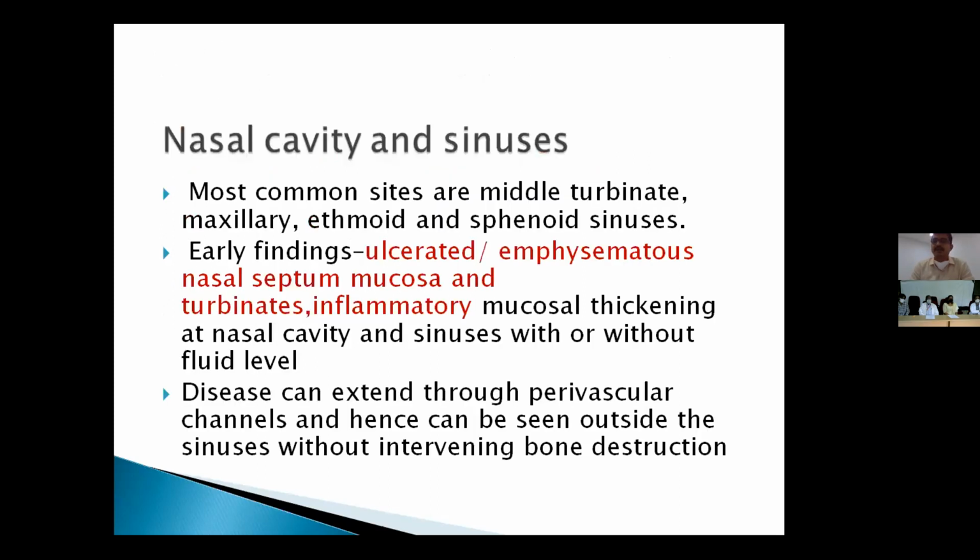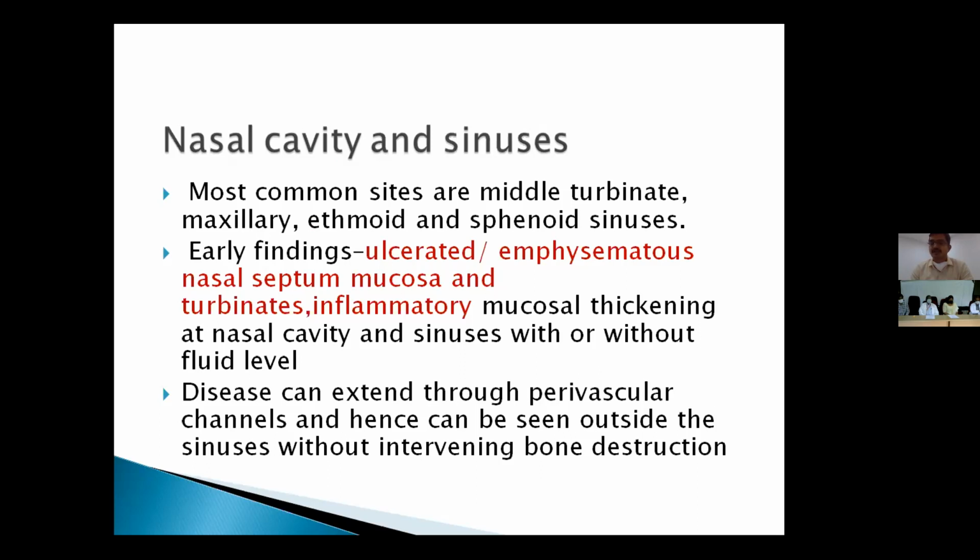Now we will classify the CT findings into 3 stages also, like in MRI. So when it is present within the sinus cavity, the most common sites are middle turbinate. They have a unilateral predilection. Middle turbinate and nasal septum are the most common sites of infection, along with maxillary, ethmoid, and sphenoid sinuses. The early findings are ulcerated nasal septum along with emphysematous mucosa and turbinates with inflammatory mucosal thickening appearing hypodense to isodense at nasal cavity and sinuses with or without fluid levels.